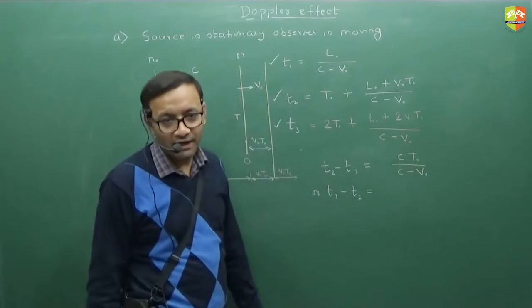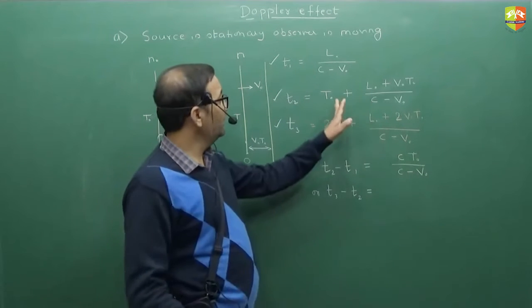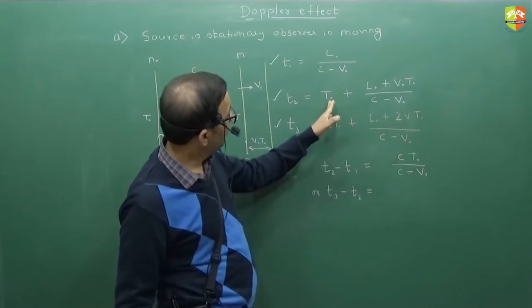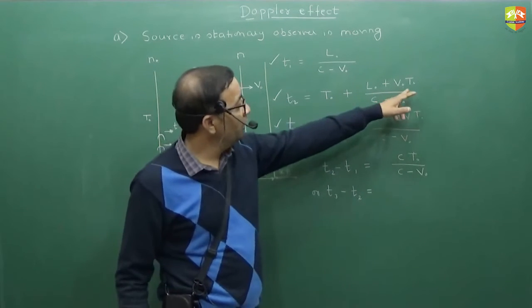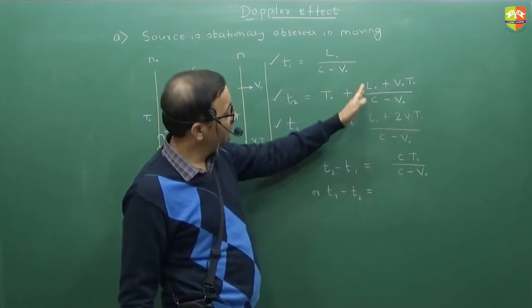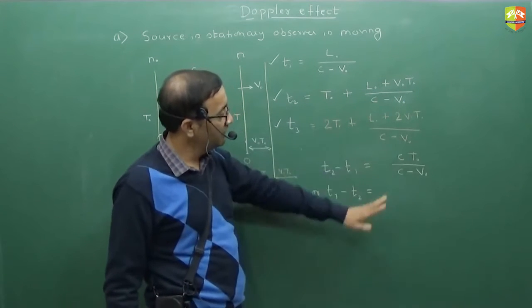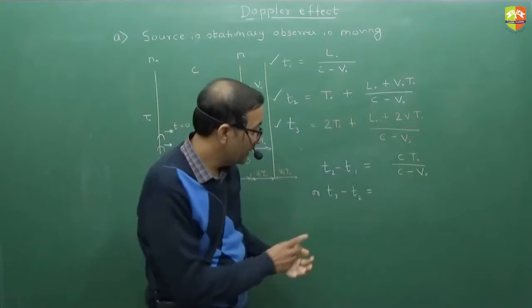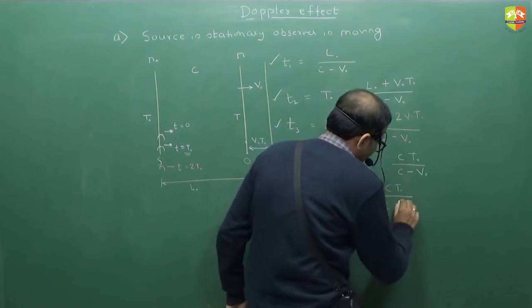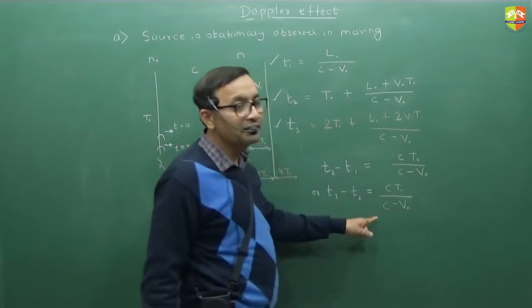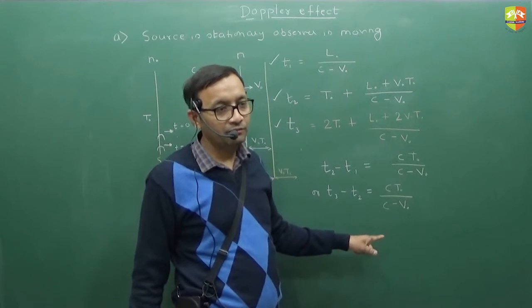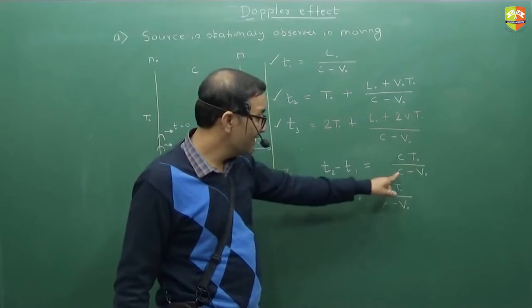Combine it, just add it up. So this minus that will be t naught plus V naught t naught by C minus V naught. So take t naught common, and you get C by C minus V naught times t naught. This is what you'll get. And here also you get the same thing. So after every this time period, it will receive pulses. Any doubt? So the time period is this.